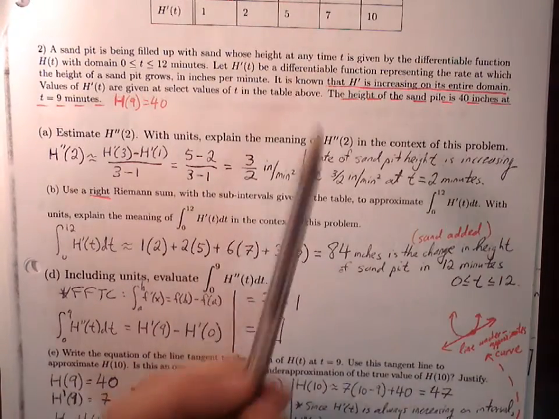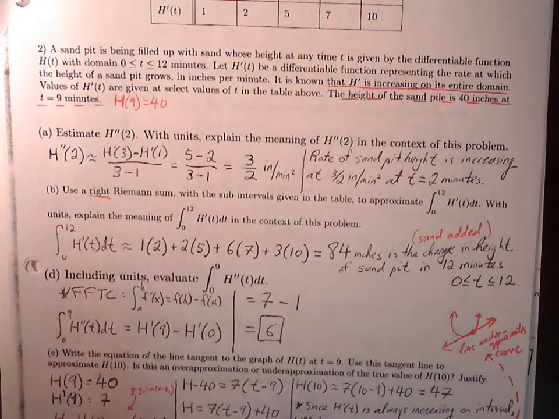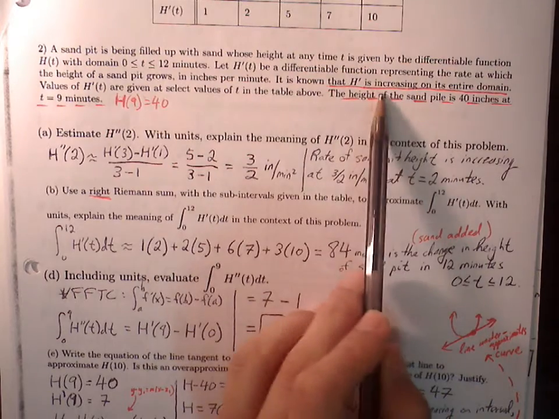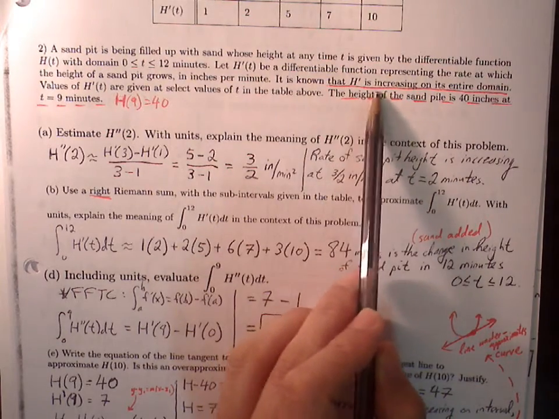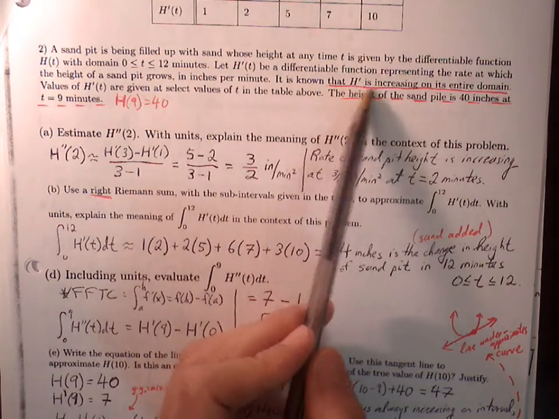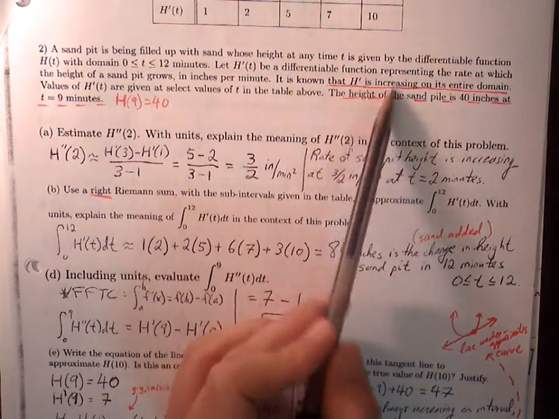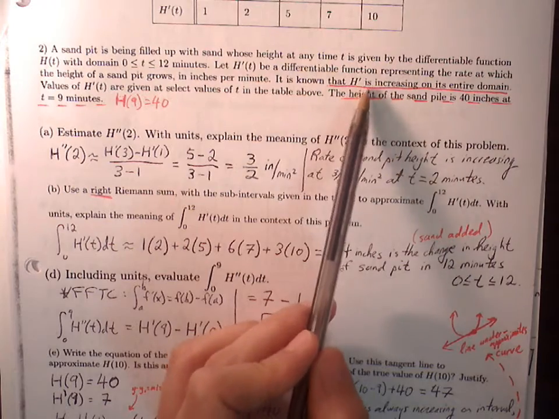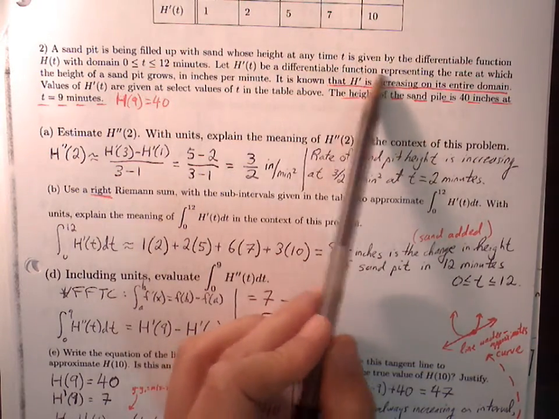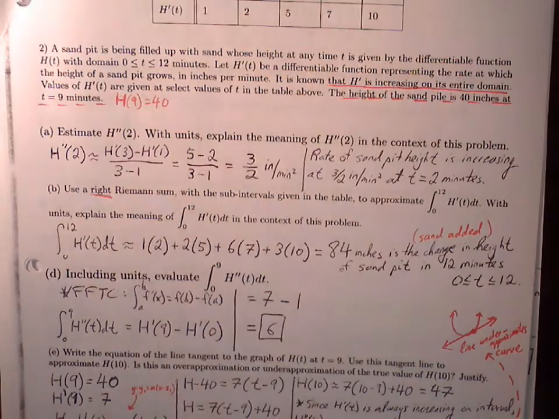Well, we do know that h prime is increasing over that interval. If h prime is always increasing, that is telling us that this is going to be concave up. If my derivative graph is increasing, that translates to being concave up, a second derivative value that is positive.